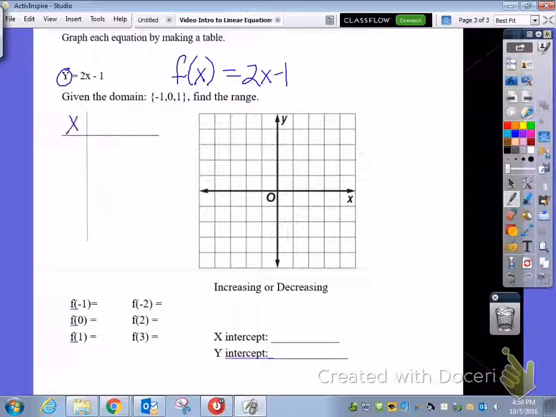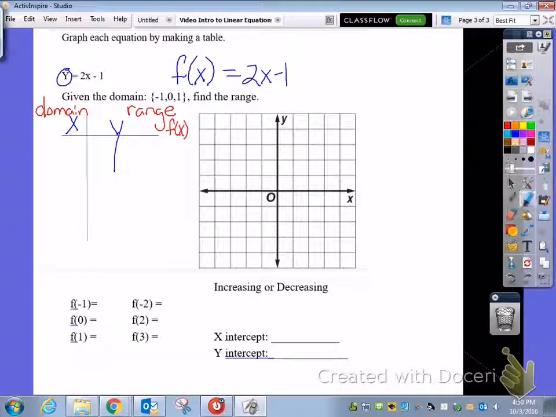So I have x and I have y. x is always your domain. And y is always your range. And remember, another name for y is also f of x. Okay, it's because you'll see that f of x. So y equals 2x minus 1, given the domain.